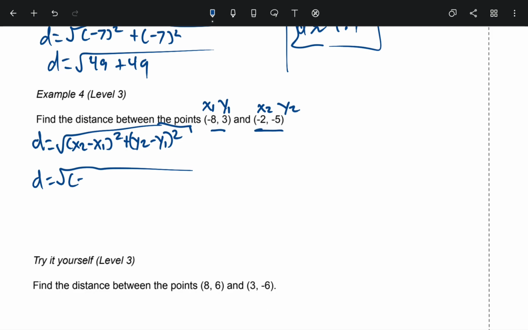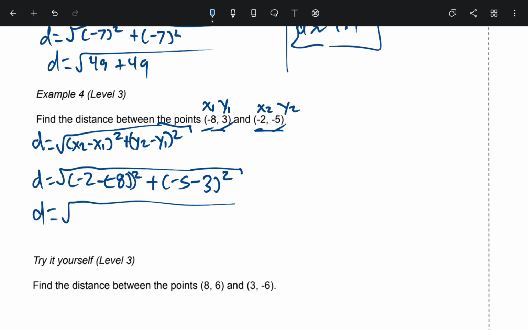And start plugging our values in. So x2 is -2 minus x1 is -8. Square that, plus y2 is -5 minus y1 is 3. Square that. Okay. Combine terms on the inside of the parentheses, so -2 minus -8, which is the same as -2 plus 8. That gives us +6, squared, plus negative 5 minus 3 is negative 8, squared.